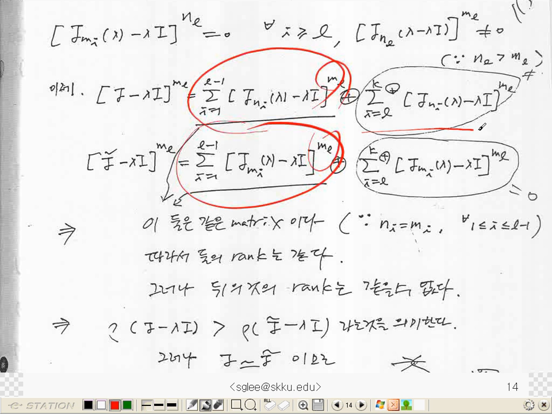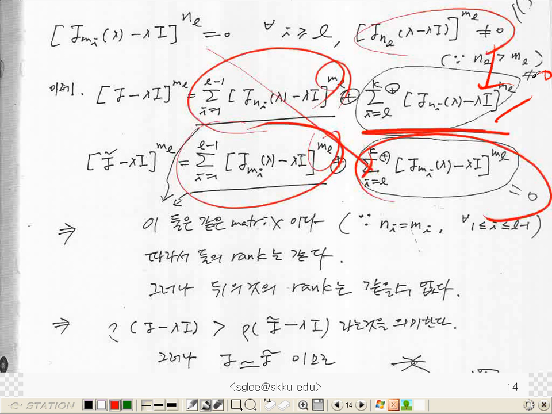But what about this? This is a zero matrix, as you see here, but this is not a zero matrix. This is the same matrix, and this is not the same matrix. But these two matrices should have the same length. This cannot have the same length. The length should be the summation of the lengths of each block. So those lengths cannot be the same.